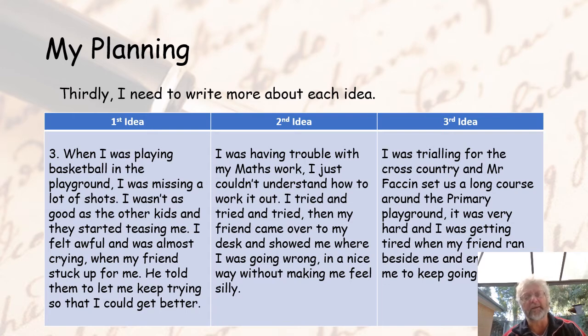With my second idea, I was having trouble with my maths work. I just couldn't understand how to work it out. I tried and I tried and I tried. Then my friend came over to my desk and showed me where I was going wrong, in a nice way, without making me feel silly. The third one, I was trialling for the cross country, and Mr. Fasten set us a long course around the primary playground. It was very hard and I was getting tired, when my friend ran beside me and encouraged me to keep going.